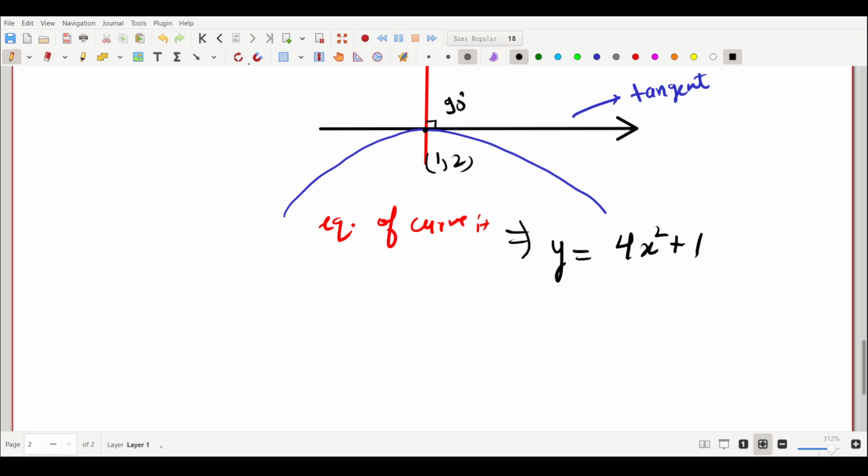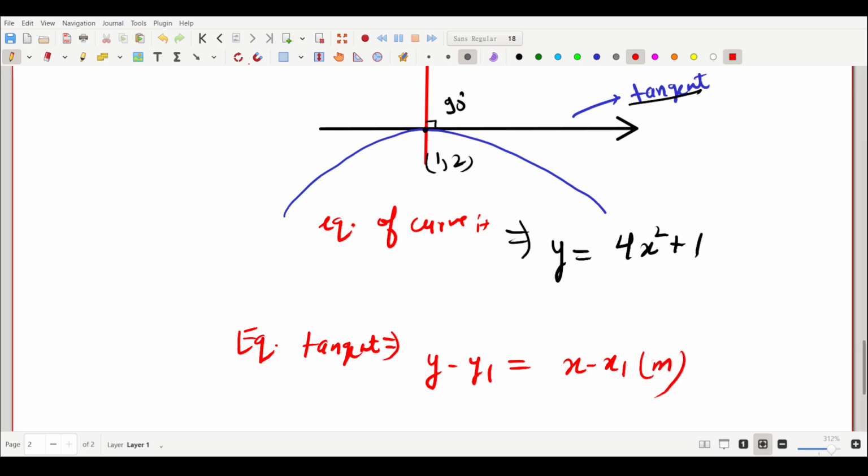I'm asking you what is the equation of tangent. Since tangent is a line and we already know the equation of a line, the standard form is y minus y1 equals slope times x minus x1, the slope of the tangent, slope of the line. So what are the missing values in the standard form? This x1 and y1 value and this m value, slope of tangent. Do we know x1 and y1? Yes, this is the point of contact.